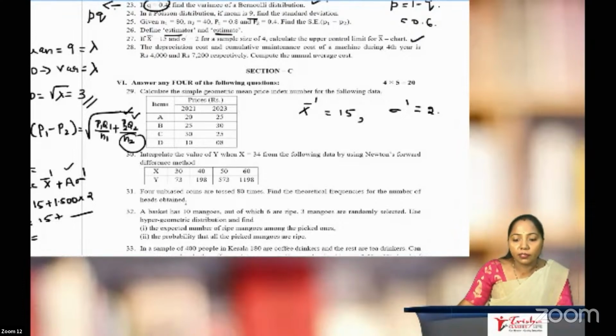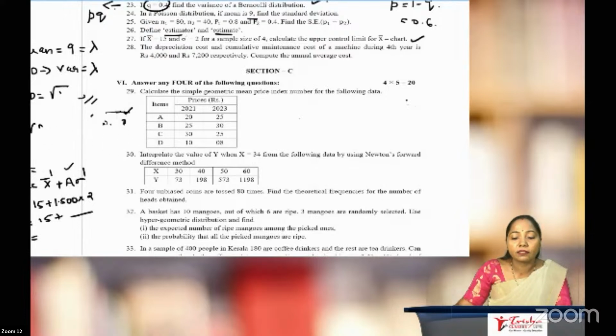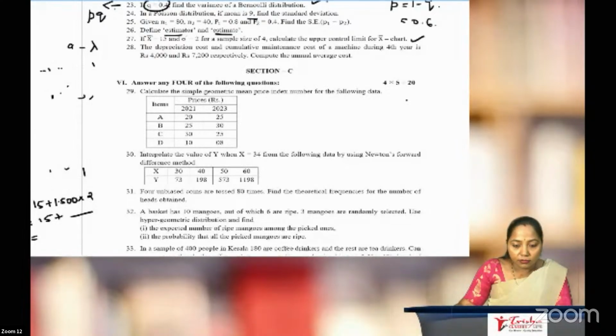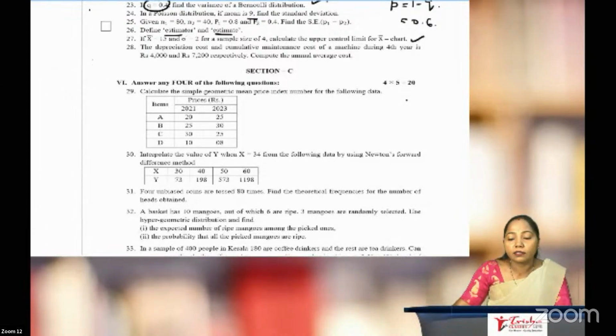Then we have question number 28, from replacement theory. The question is, the depreciation cost and the cumulative maintenance cost for the fourth year is rupees 4,000 and 7,200. Compute the annual average cost. 2,800. Good. Krishna Prasad Kamath, 4,800.